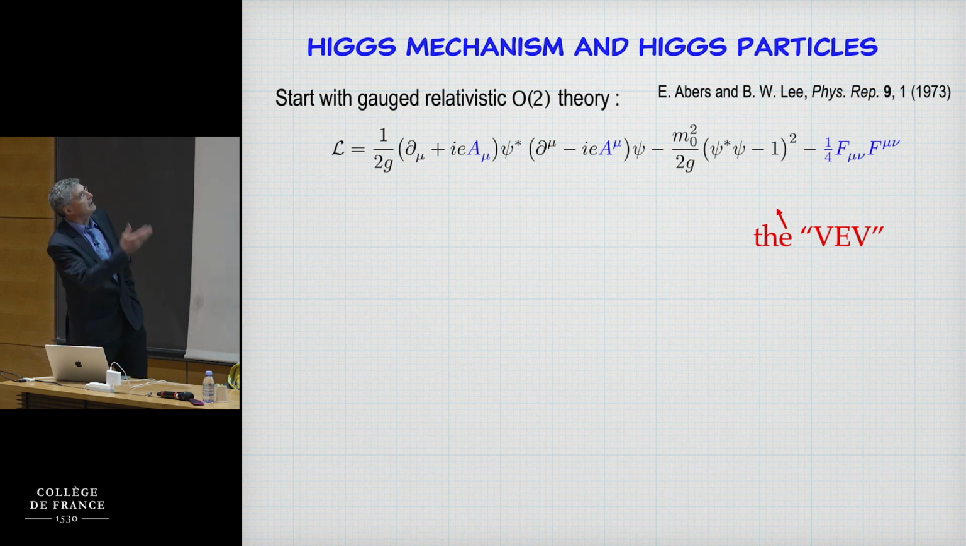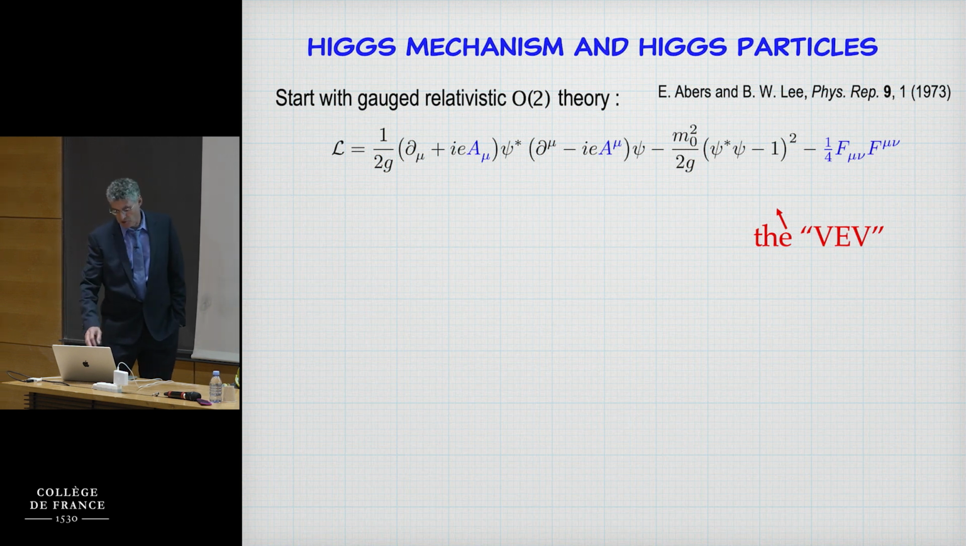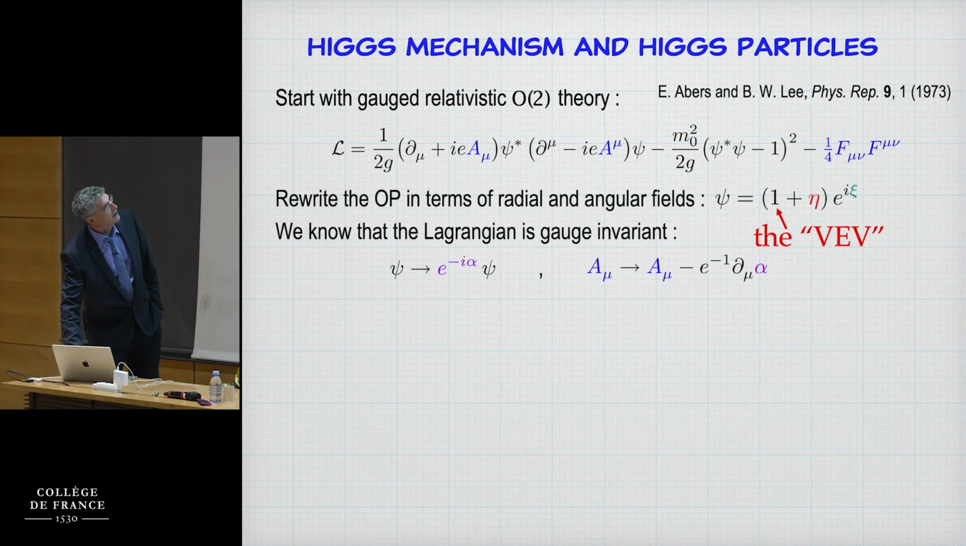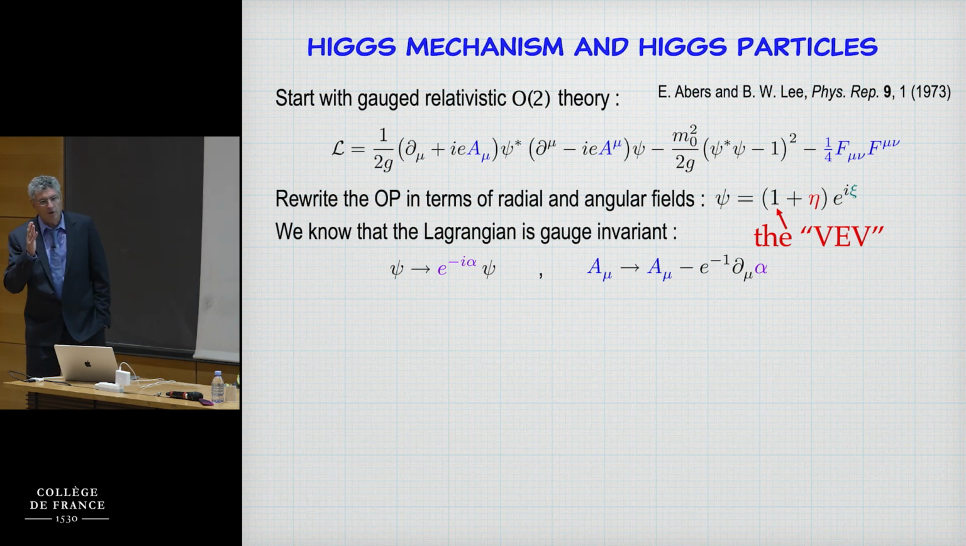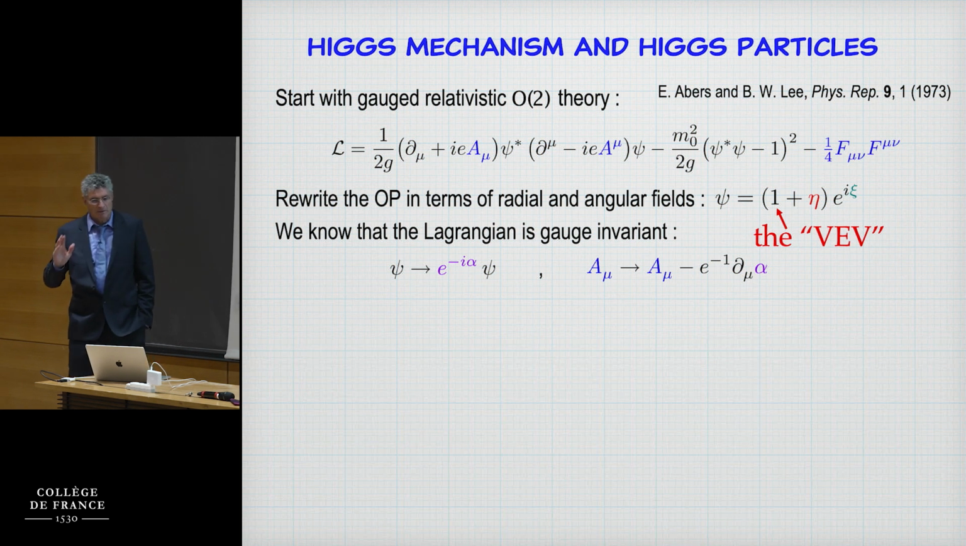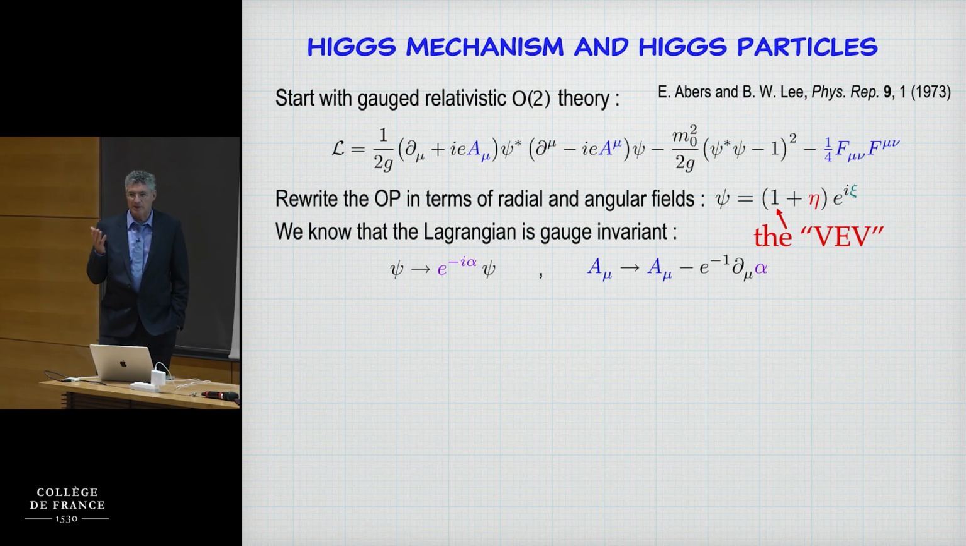You have a Lagrangian with a gauge field and some kind of a Higgs potential to it, this psi bar psi minus 1 to the second power, and a gauge field. And then there's an assumption that goes in and it's kind of hidden. And when I talk to particle physicists, they all say, oh, yes, you give it a VEV. What do you mean, give it a VEV?